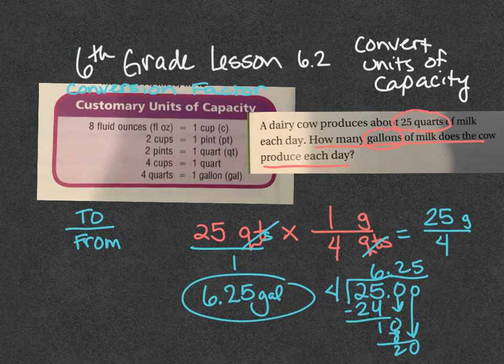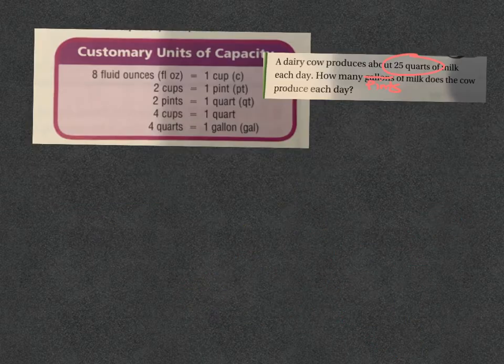That's a lot. Think about the gallons in your fridge. The cow does 6.25 gallons each day. That's a lot. All right. So same steps as you saw. This next question then goes on to ask us, how many pints of milk does the cow produce each day? So let's take that on to the next slide.